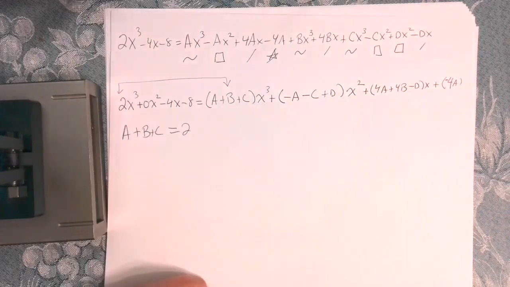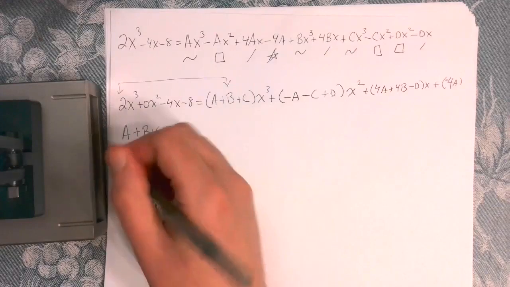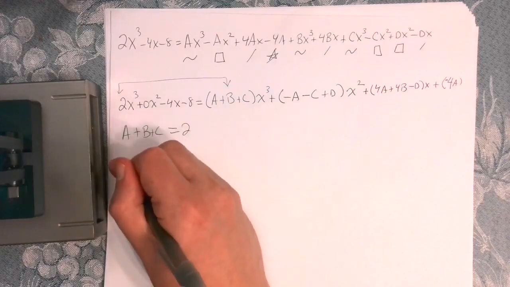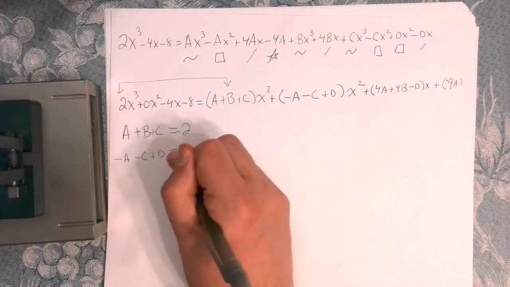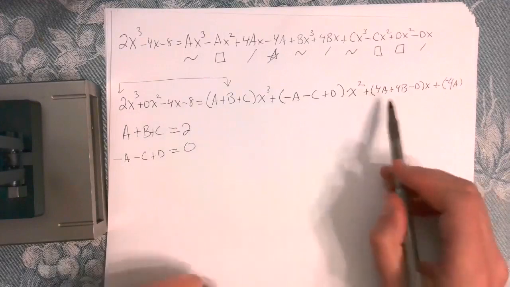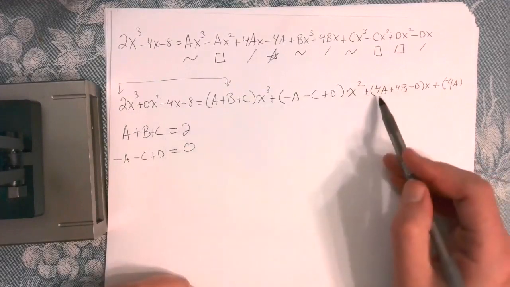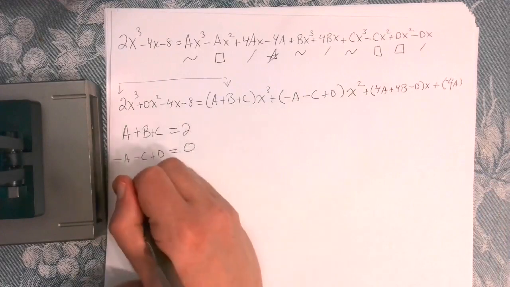Same idea. The coefficient of x squared must be equal to the coefficient of x squared. And if that made sense, this is more the same. The coefficient of x must be equal to the coefficient of x.